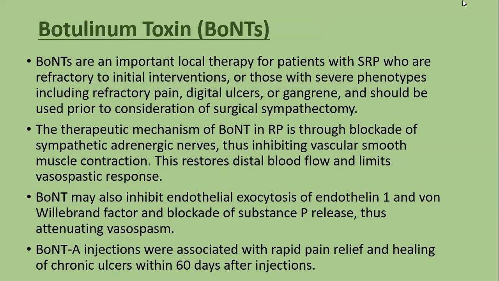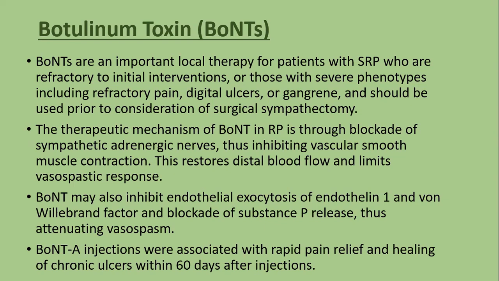Then botulinum toxin. It's an important local therapy for patients with secondary Raynaud's phenomena who are refractory to the initial intervention and those with severe phenotypes, including refractory pain, digital ulcers, and gangrene. And this should be tried before considering surgical sympathectomy.